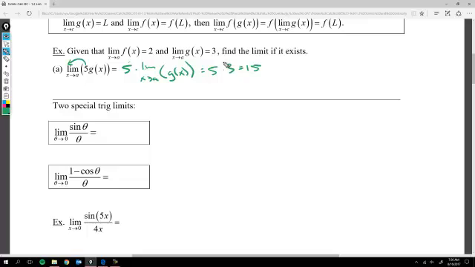A couple of special trig limits. We have the limit as theta approaches 0 of sine of theta over theta. This is going to be 1. And then we have the limit as theta approaches 0 of 1 minus cosine theta over theta. This is going to be 0. Now keep in mind, if you just plugged in 0 for theta, you get 0 over 0 here. Same thing here, you get 0 over 0.